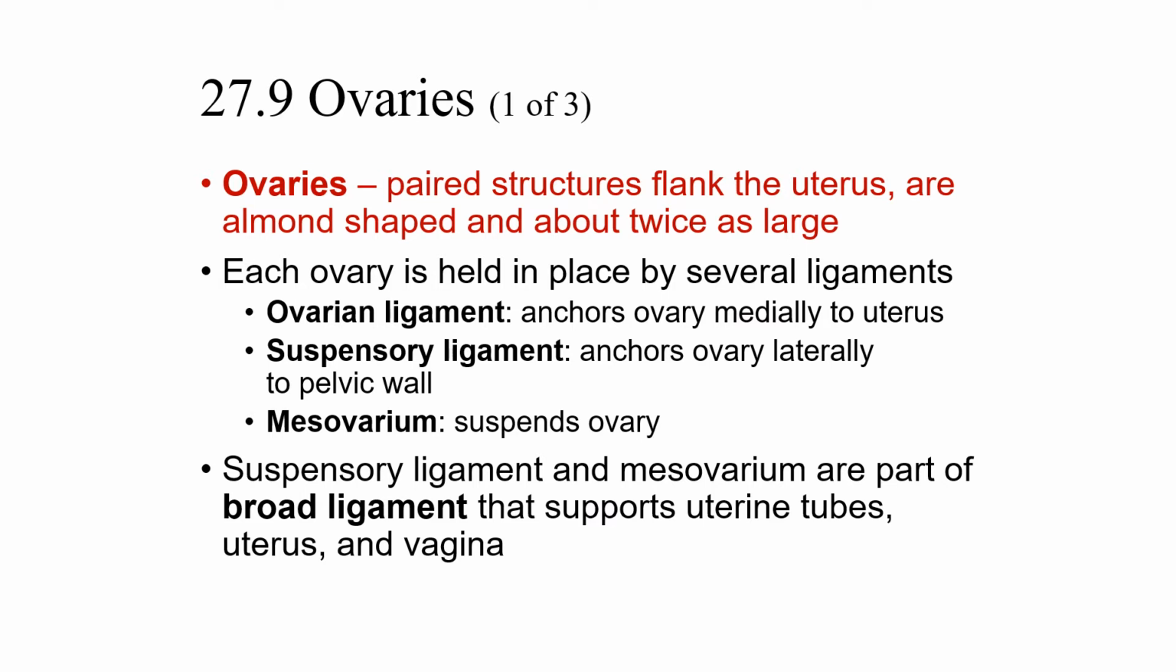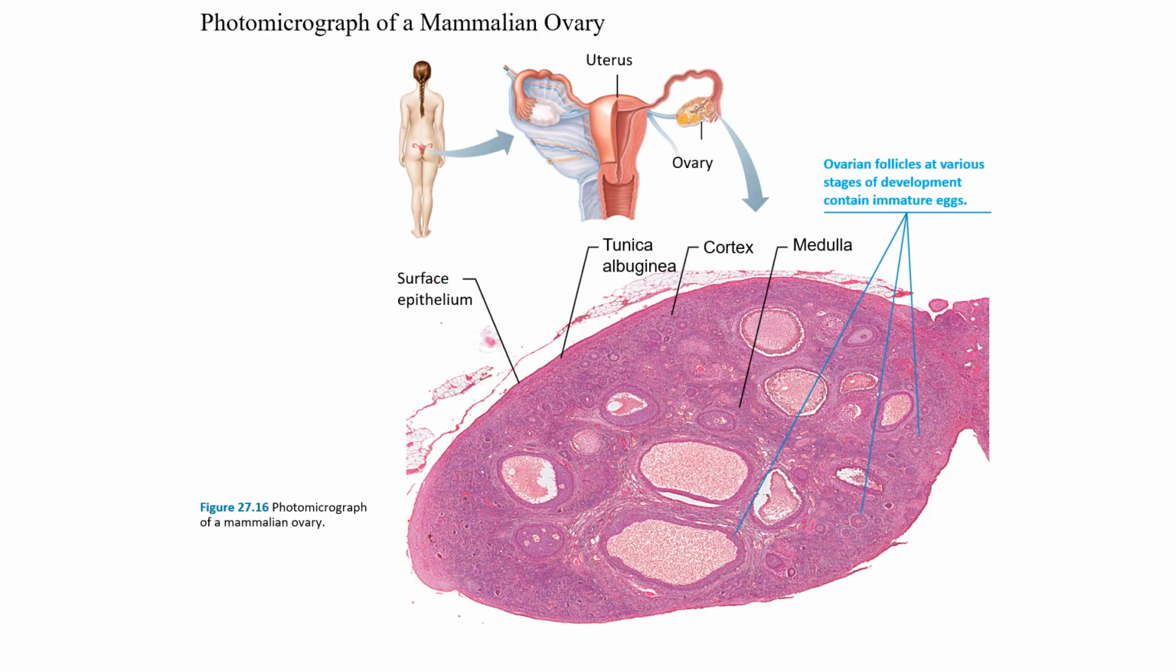So the ovaries are almond shaped, about twice the size of an almond. They're held in place by ligaments. And these ligaments can be stretched during pregnancy and cause the ovaries to kind of fall out of place. That happens from time to time. But remember that there is a ligament called the broad ligament, and it is going to support the uterine tubes, the uterus, and the vagina. And we'll take a look at it.